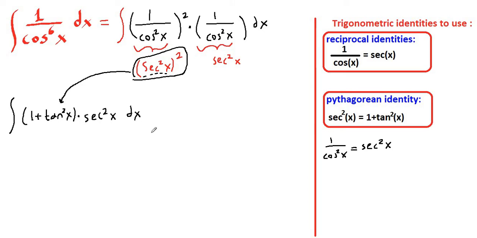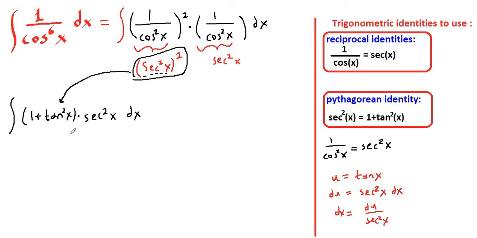Now we're going to use u substitution. Here our u will be tangent x. If u is tangent x, then du will be derivative of tangent x, which is secant squared of x dx. And if you solve for dx here, dx is equal to du over secant squared of x. Divide both sides on secant squared of x.